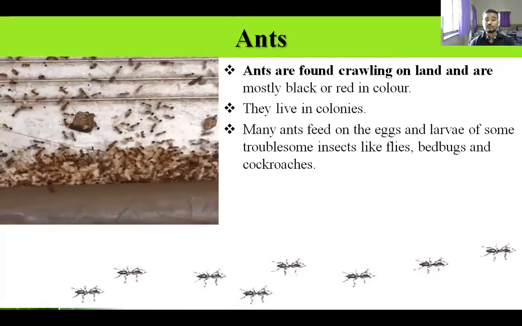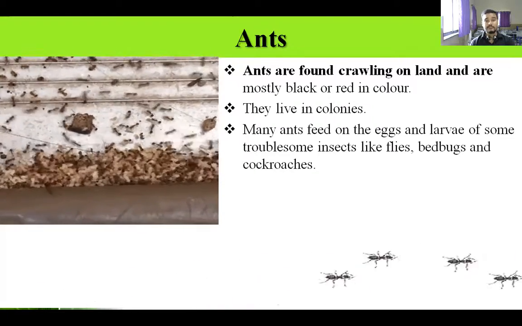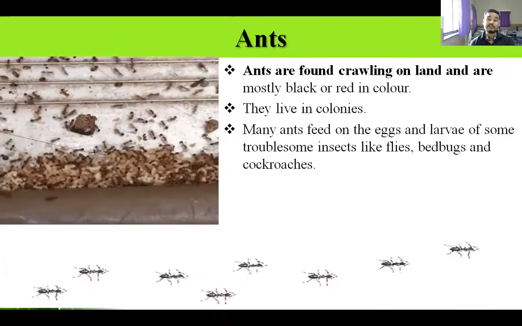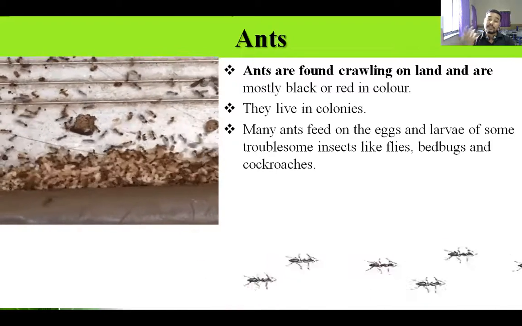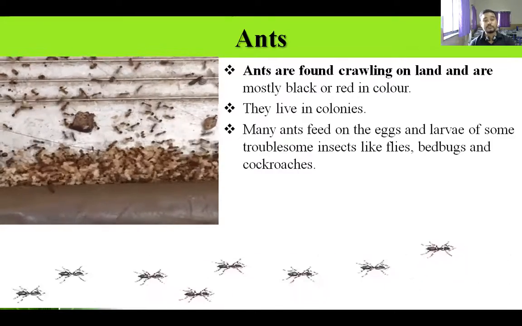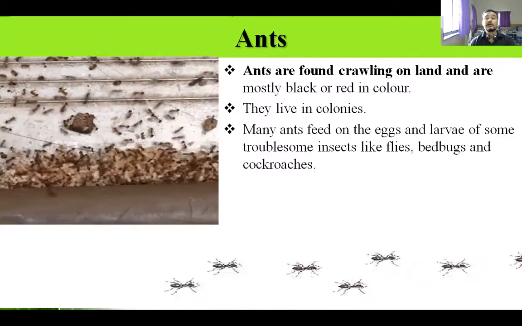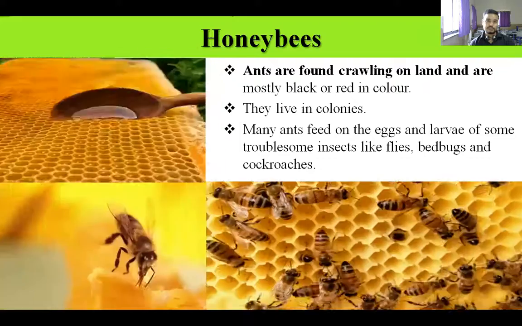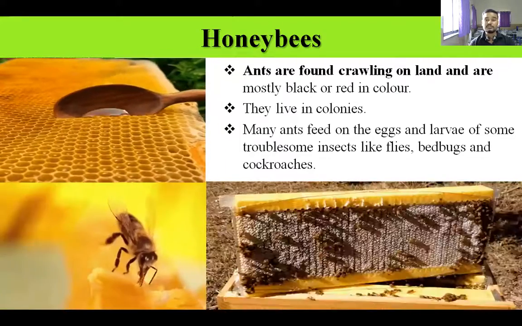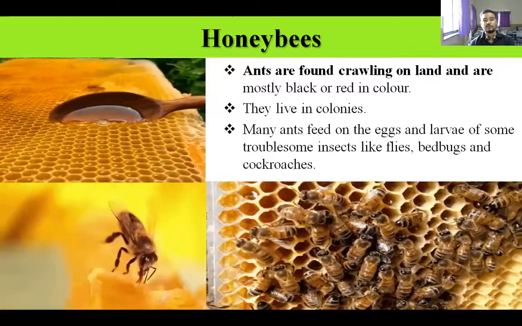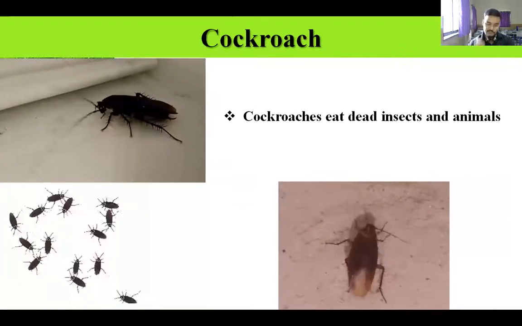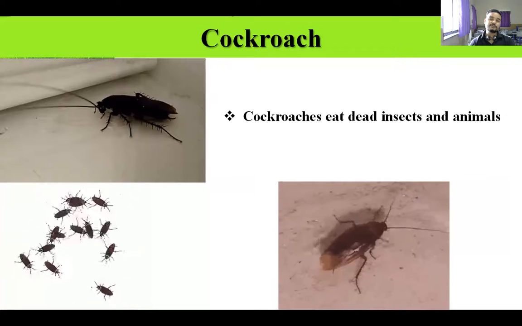So the first useful insect is the ant. They live in colonies. They are black and red in color. They eat eggs of other insects, or they eat larvae of other insects like flies, bedbugs, and cockroaches. Then we have seen honeybees. Honeybees also live in colonies. They are also kind of reddish and black in color. They collect nectar from flowers and store it in their hives.